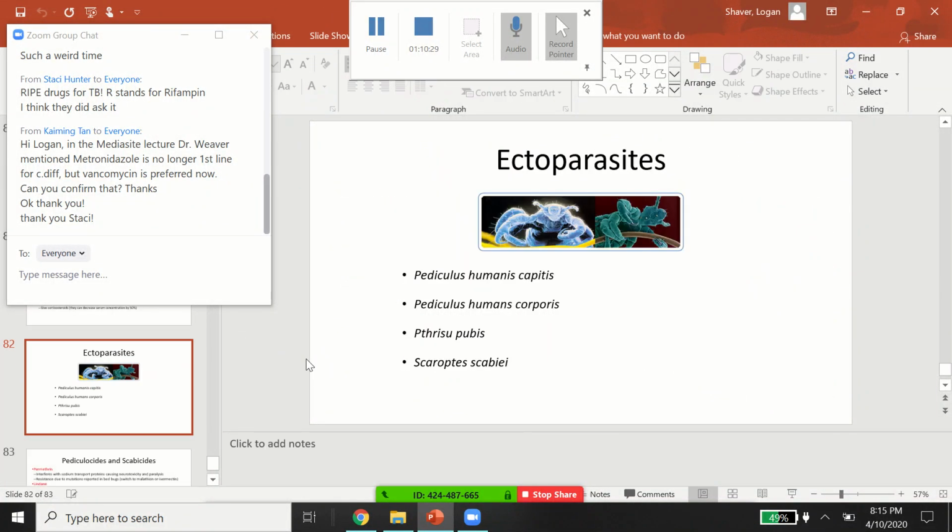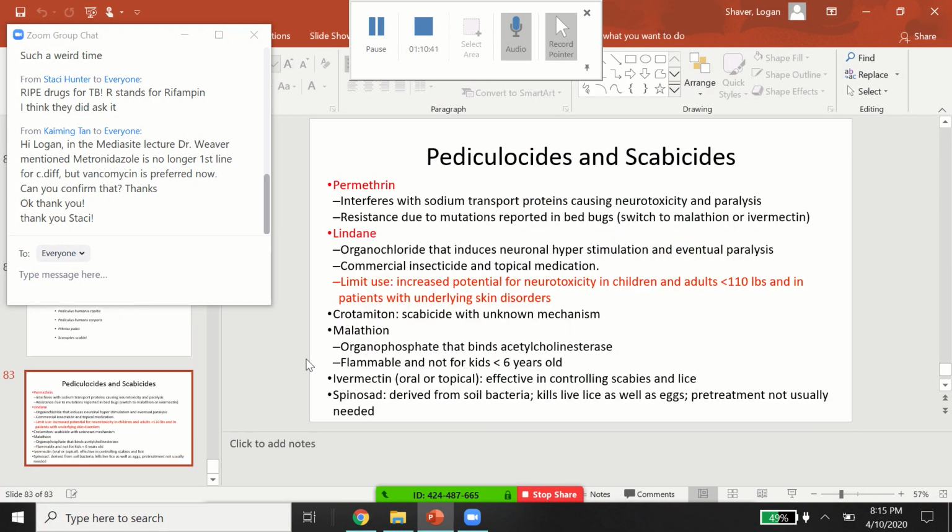Then ectoparasites, I left this slide here just to give you an understanding of what she meant by ectoparasites, because I felt like if I just left the last slide in there, it wouldn't make any sense. So I made sure to leave this as well. The two drugs she has for these are permethrin and lindane. The only one I feel like she would be more likely to ask about is lindane, because she gives you that limited use concept here.